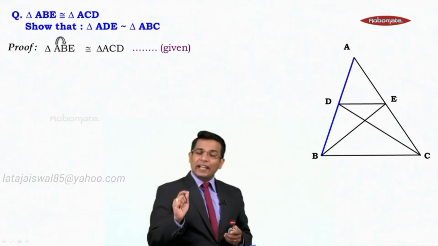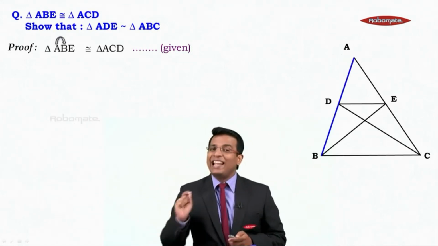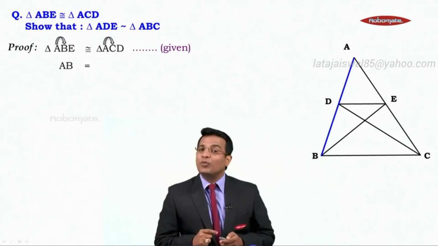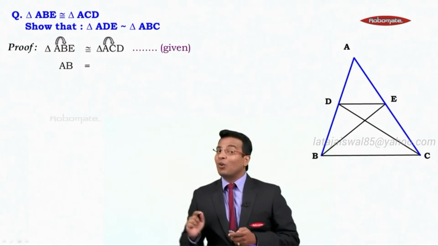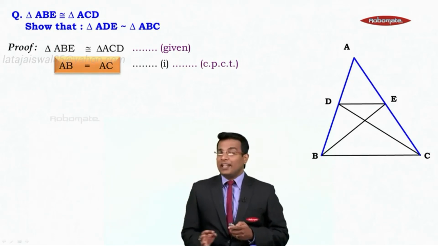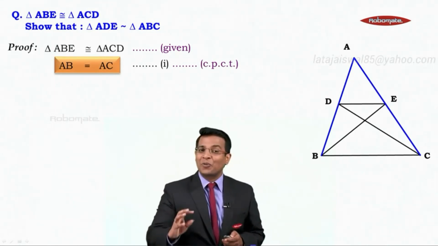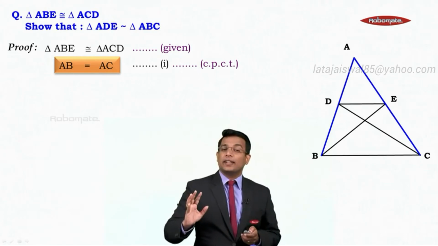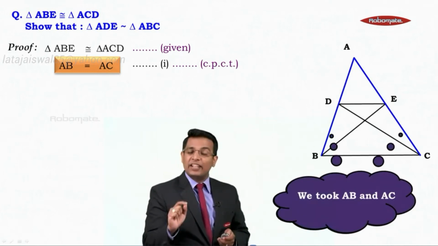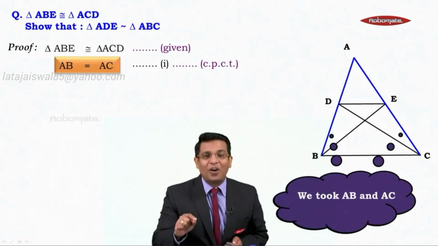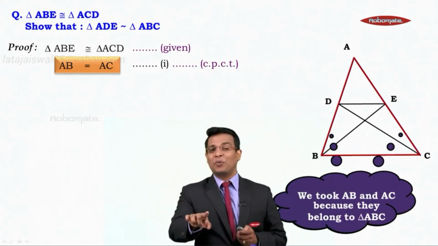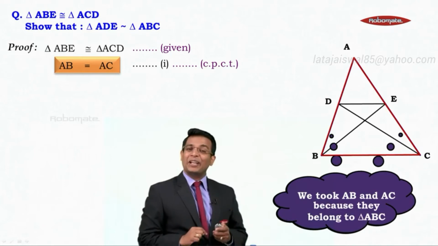So if I consider AB, the corresponding side is nothing but AC. So we can say that AB is equal to AC. This is what we can get here. Let's say that is my statement number 1, and the reason is CPCT, corresponding parts of congruent triangles. But why did we take AB and AC? Because they belong to triangle ABC, and that is one of the triangles we want in the proof.